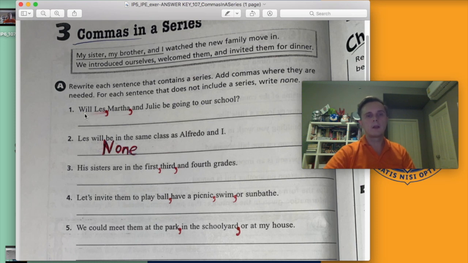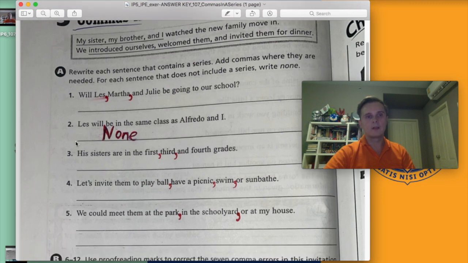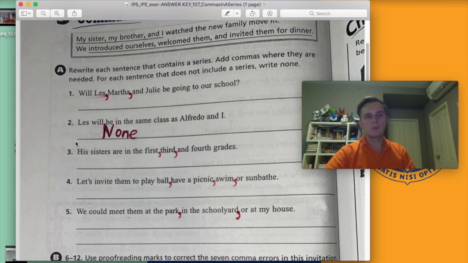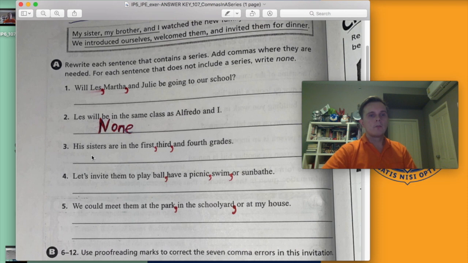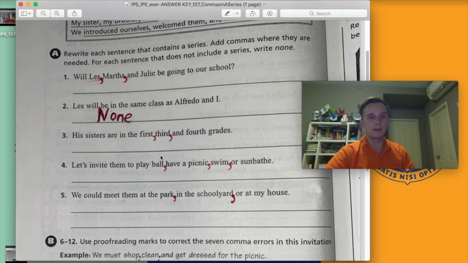So number 1, will Les, Martha, and Julie be going to our school? You needed a comma after Les and Martha. Number 2, Les will be in the same class as Alfredo and I. There's no series in that sentence, so you don't need to add any commas. You write the word not. Number 3, his sisters are in the first, third, and fourth grades. So make sure you've got these commas in the correct place.